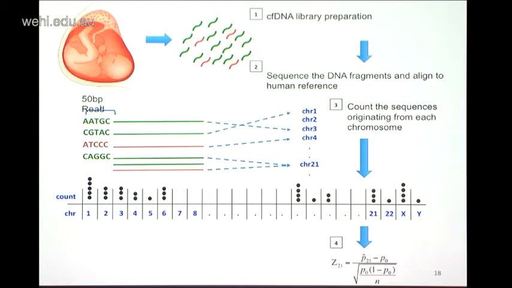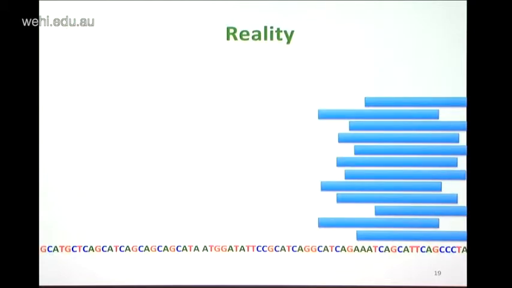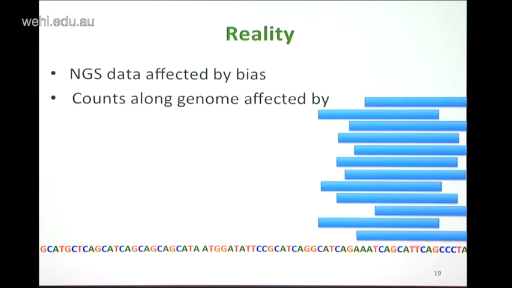But this works in theory if the only noise in your counts, or the increase in your counts, comes from having an extra copy of chromosome 21. But in truth, next generation data is pretty noisy. So you can't just simply count the sequences and do this test. The noise will cancel out your trisomy signal. There are several different sources of bias that affect the counts at each genomic location.